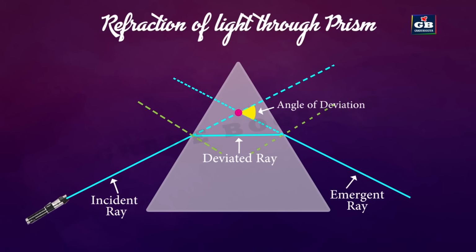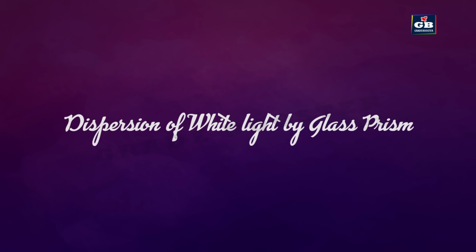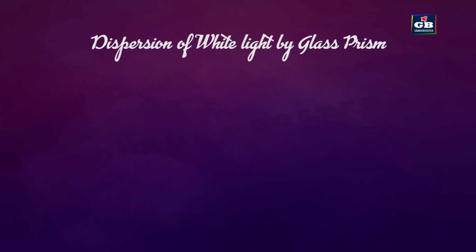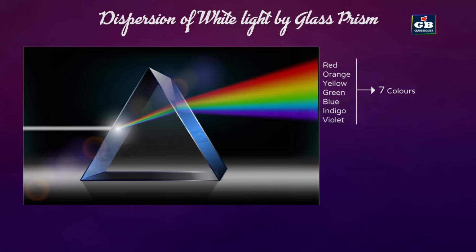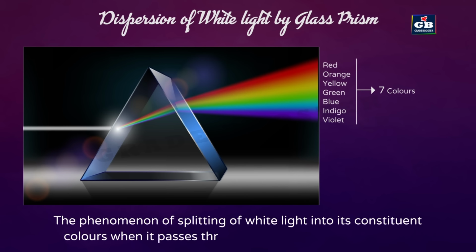Dispersion of white light by a glass prism. If we pass white light through a prism, it splits into 7 colors. This is called dispersion of light. The phenomenon of splitting of white light into its constituent colors when it passes through a prism is called dispersion.